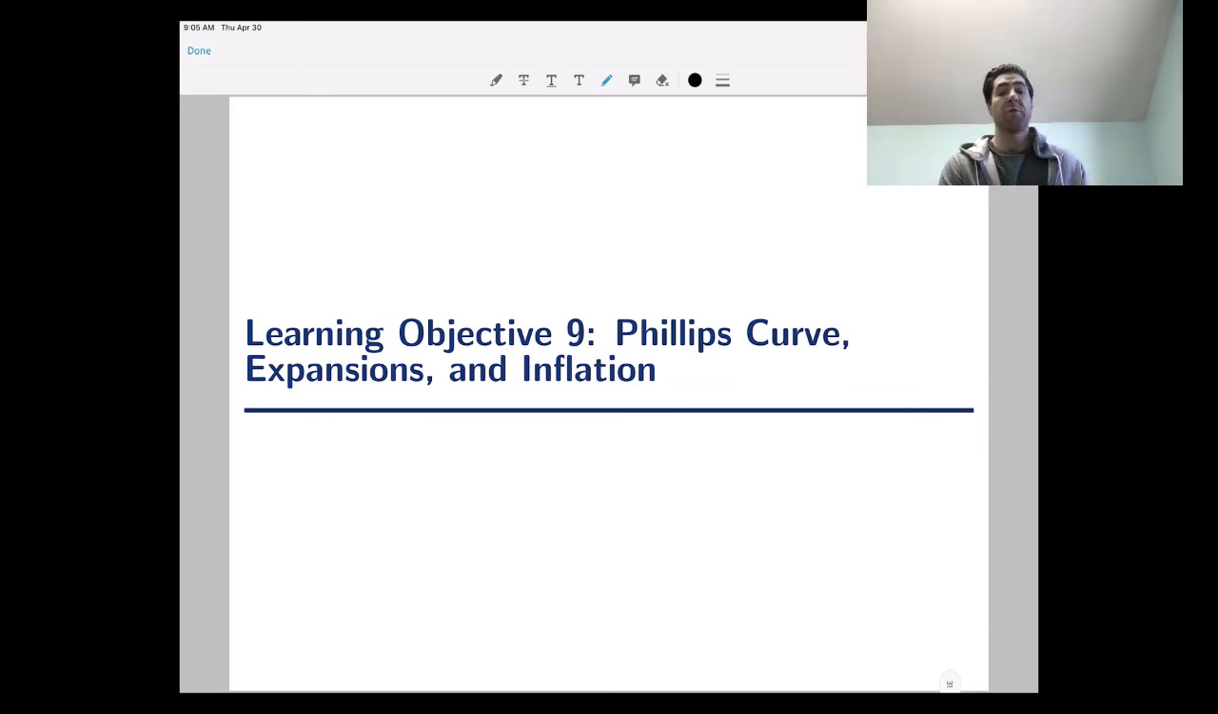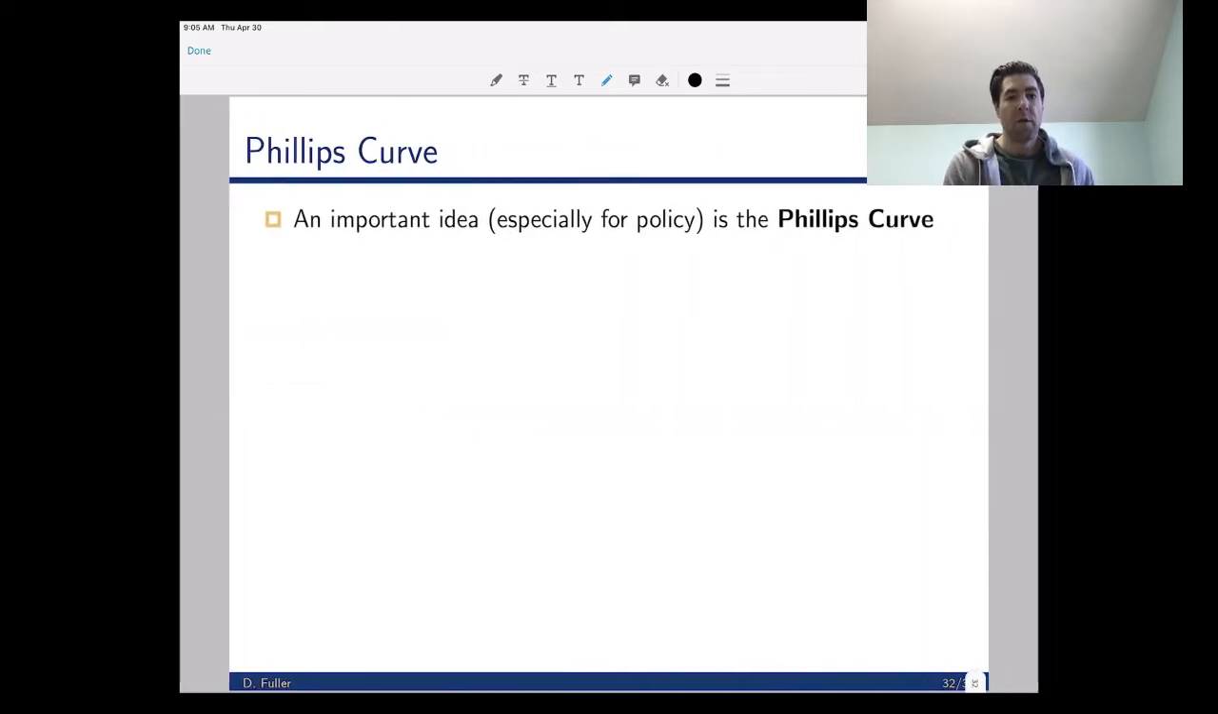Okay, so our last learning objective here in chapter 12 is learning objective 9, where we talk about something called the Phillips curve and how that relates to expansions and inflation. An idea that was very popular for a long period of time was the Phillips curve. So what is the Phillips curve? The Phillips curve is a potential relationship between unemployment and inflation.